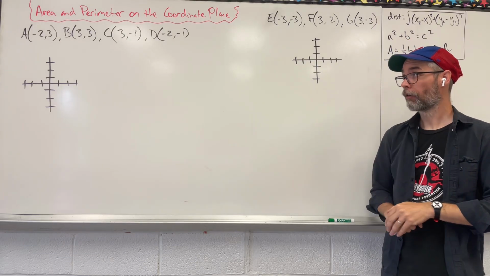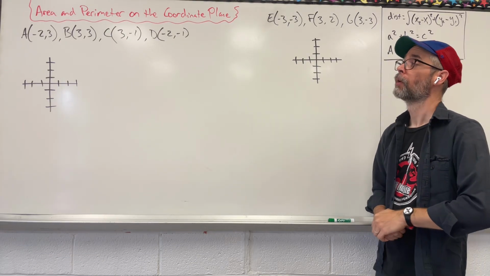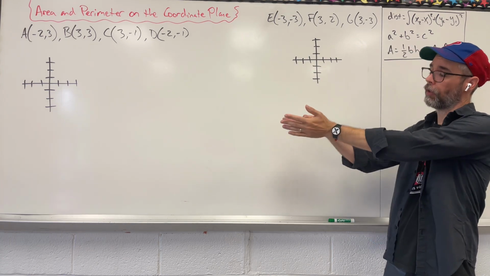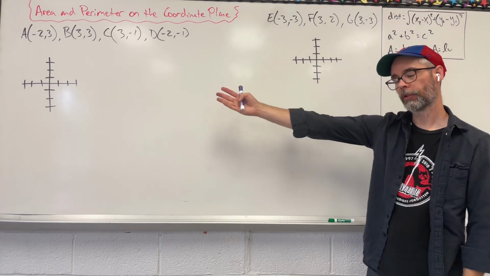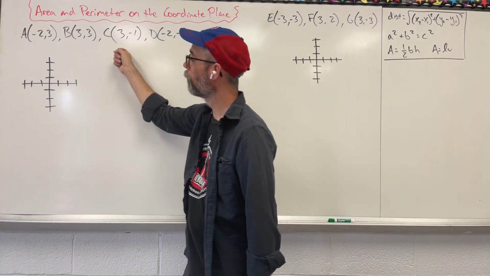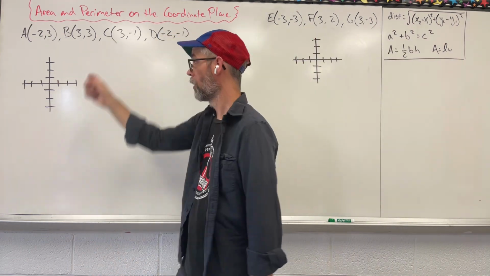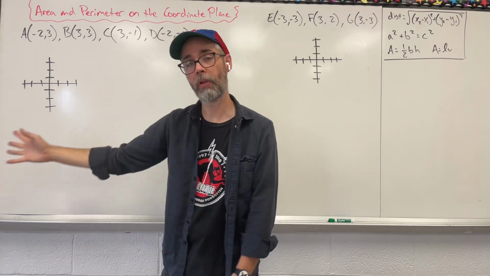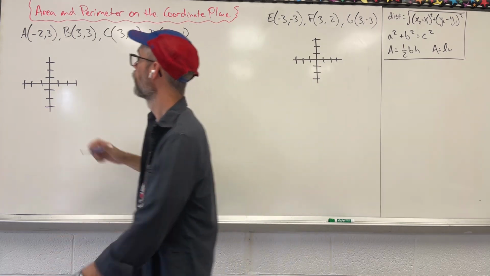Hi, today we're going to take a look at area and perimeter on the coordinate plane. So we've got two problems here. One's drastically less work than the other. So let's start there. Even though I've got more coordinates, it's a little easier. Before we do anything, we have to draw a picture. So we're going to take each of these four coordinates, plot them, and see what it gives us.